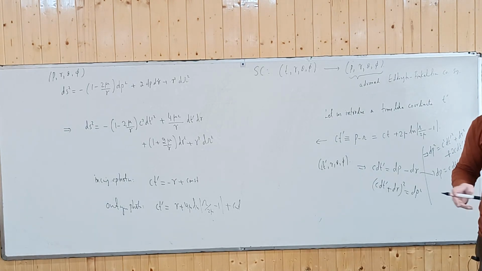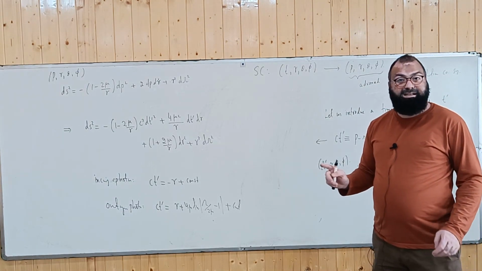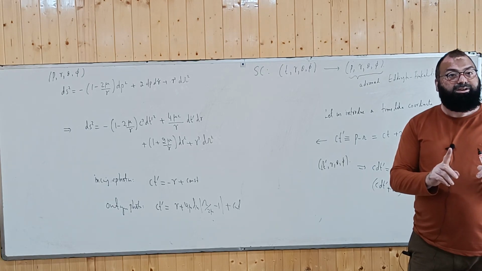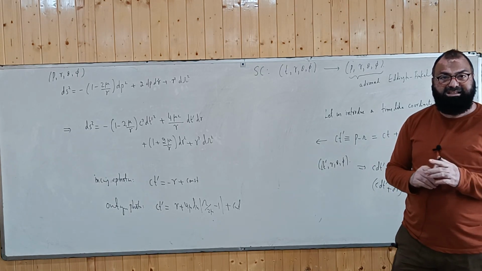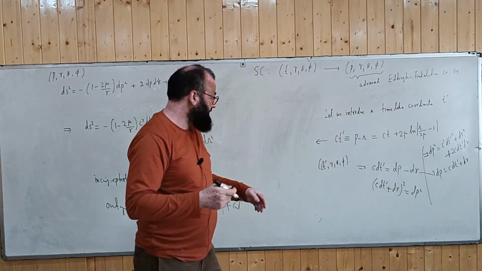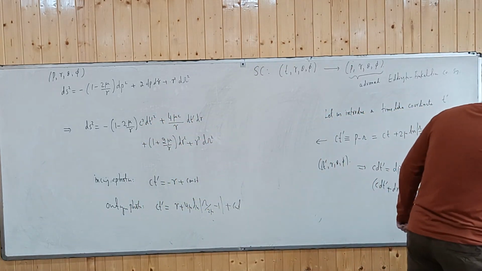Now look here. Schwarzschild coordinates were applicable only between the Schwarzschild radius and infinity. So let me write it.